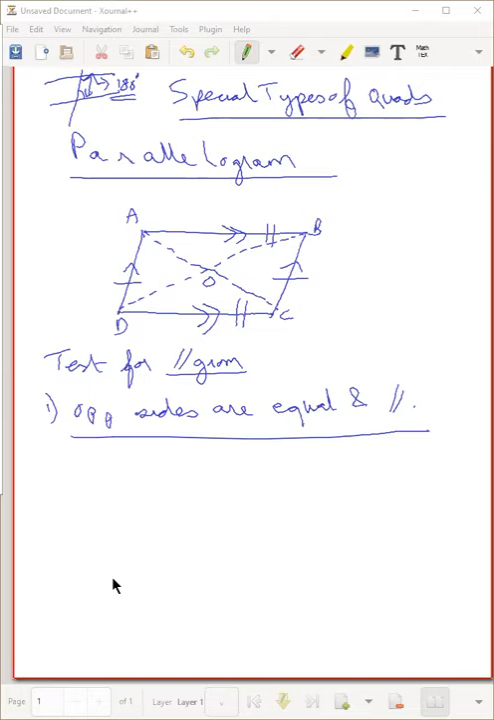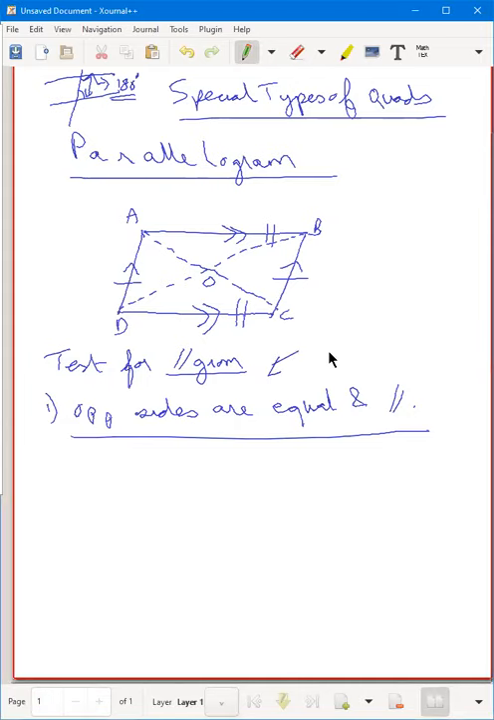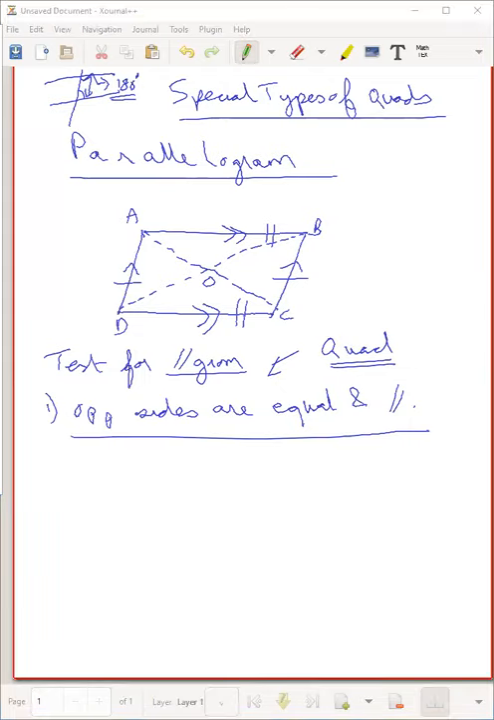But if I give you a quadrilateral and I have to prove that it is a parallelogram, the easiest way is to prove the opposite sides are equal and parallel. Sir, this test will also work for a rectangle, right? For a rectangle, we usually don't do that, because is a parallelogram a rectangle? No, sir.